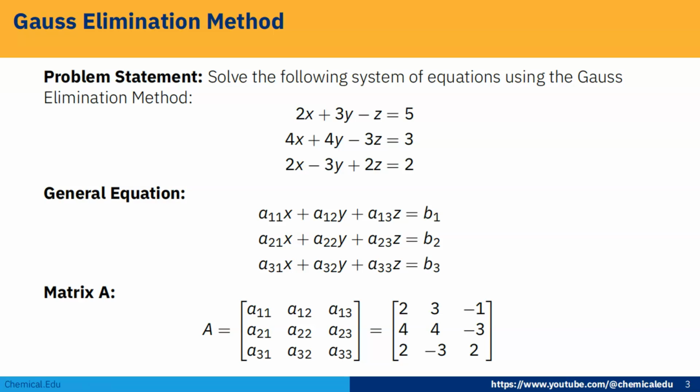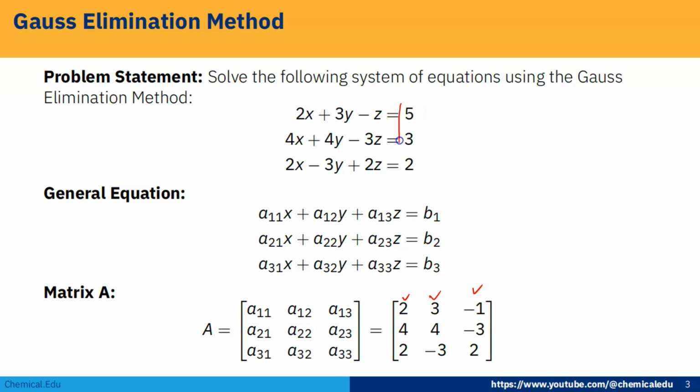Now we can write matrix A, which is called the coefficient matrix. So A is equal to a11, a12, a13, a21, a22, a23, a31, a32, a33. We can put the numerical values like that. The x coefficient is 2, the coefficient of y is 3, the z coefficient is minus 1. So 2, 3, minus 1, 4, 4, minus 3, 2, minus 3 and 2.